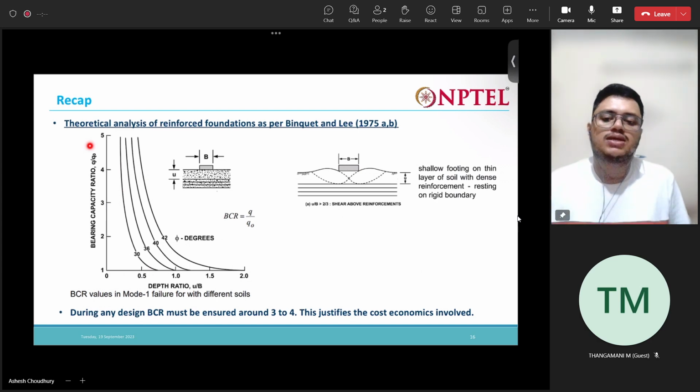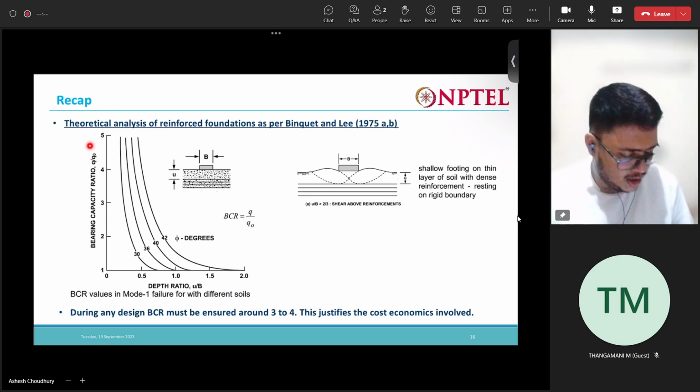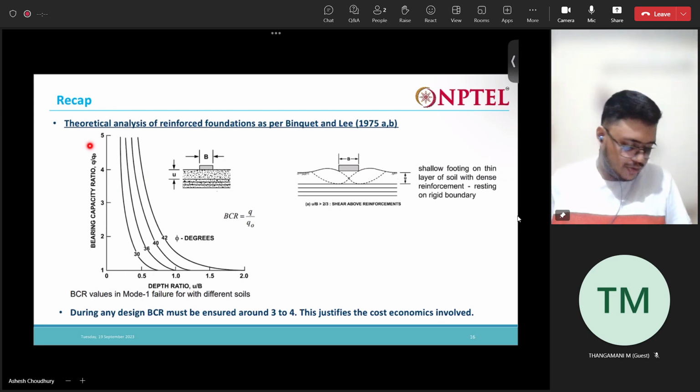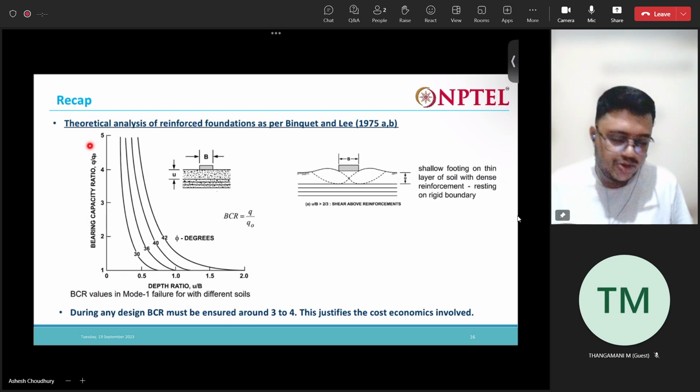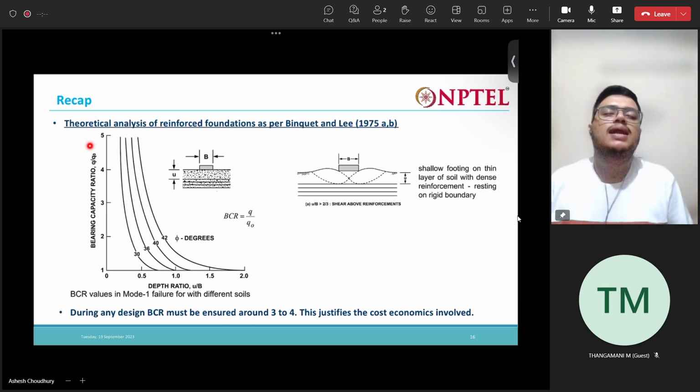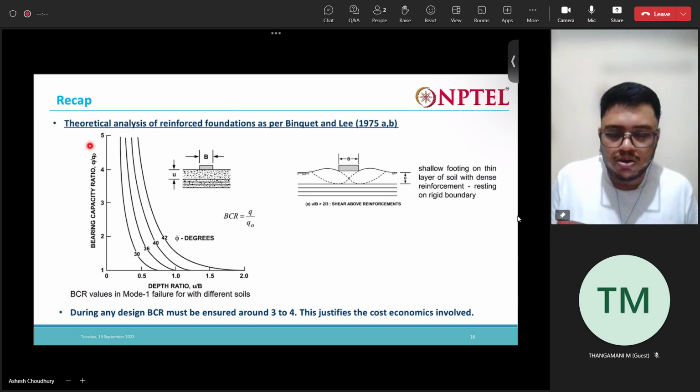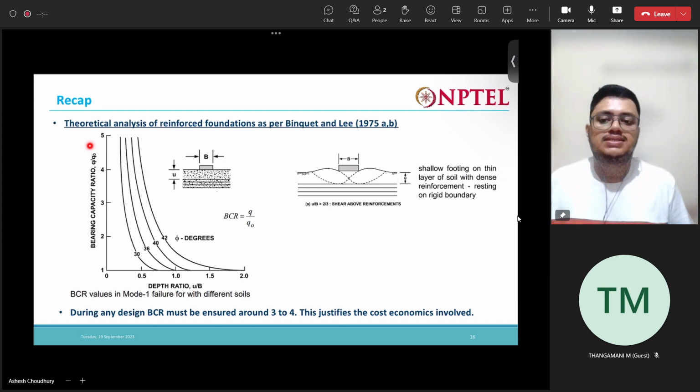Bearing capacity ratio is nothing but the ratio of the improved pressure to the unimproved, unreinforced pressure. In any design, our target must be to ensure that the bearing capacity ratio, the q by q naught ratio, is generally around 3 to 4. This justifies the cost economics involved in providing reinforcement.